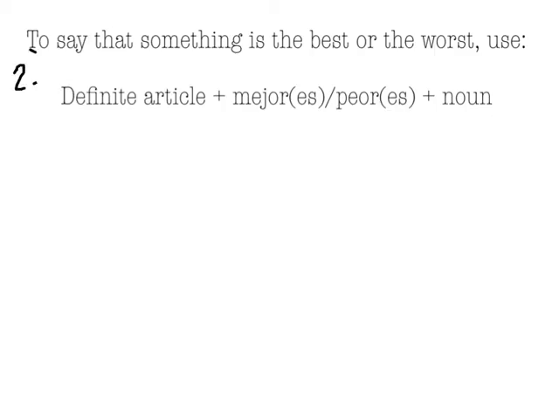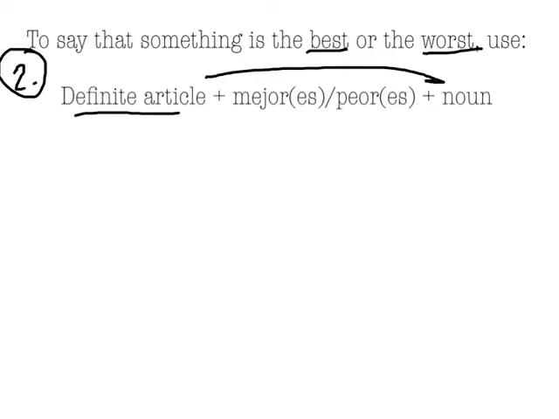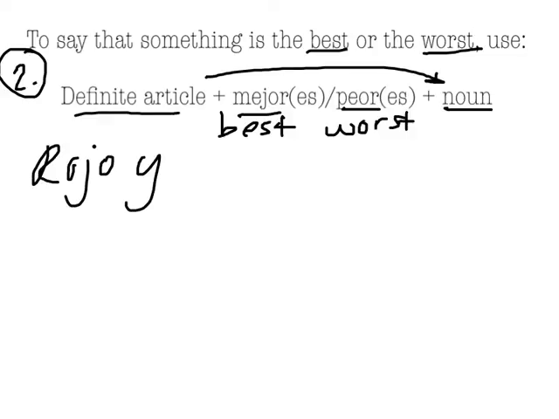The second equation that we're going to work with today is to say that something is the best or the worst. And this one's a little bit shorter. We only have three things. So we're going to use the definite article, and it must match with this noun here. And then we'll use mejor for best, or peor for worst, and then our noun. So, for example, we might say rojo y azul, red and blue, son. So red and blue are. And what we're going to say here is the best colors for my room.